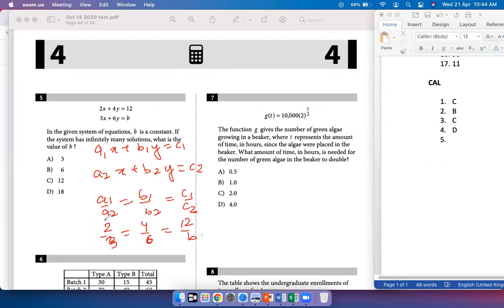Now I can see that 2 by 3 and 4 by 6 are anyway equal, so I can just equate 12 by B to 2 by 3. This cancels out, so B becomes 18. So if B is 18, then the system would have infinite solutions, so option D.